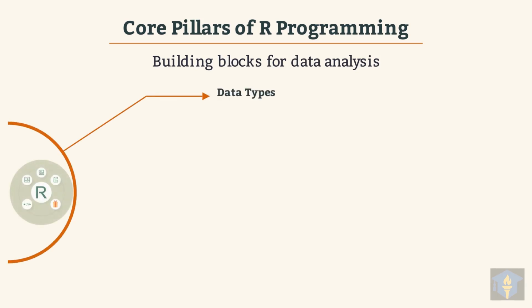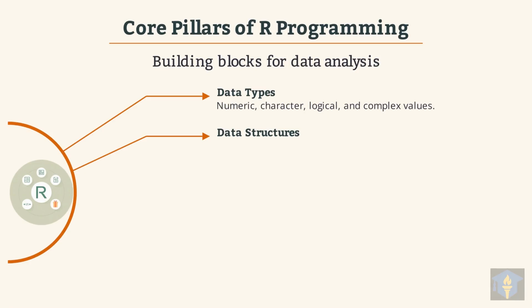First, we have data types, which classify the kind of information R can work with. These include numeric, character, logical, and complex values, each serving a distinct purpose in your data. Next, we delve into data structures, which organize and store your data in various formats. Examples include vectors, matrices, lists, factors, and data frames, each suited for different data arrangements.